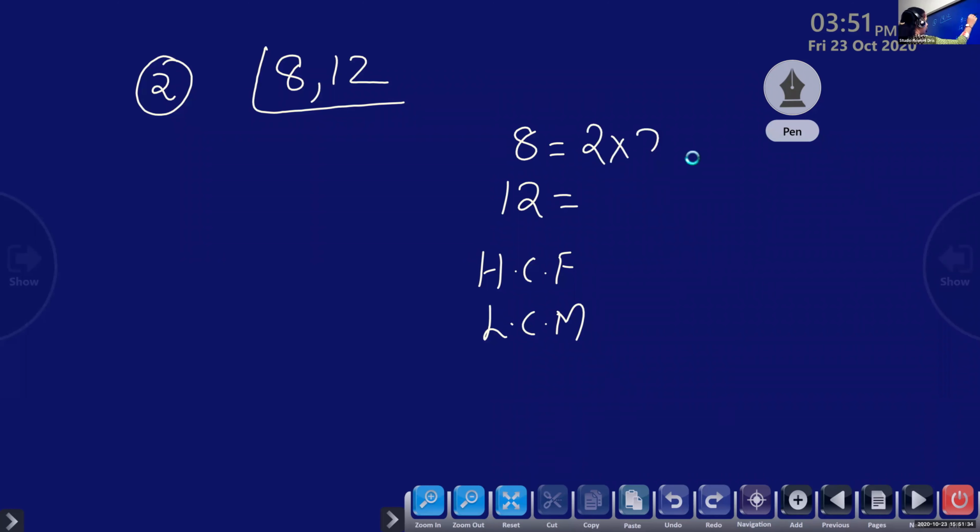8 we can write 2 into 2, 4. 4 into 2, 8. Now, 12 can be written as 2 into 6. 6 can be written again as 2 into 3. So HCF means the highest common. Harsha, can you please help me to find the HCF?